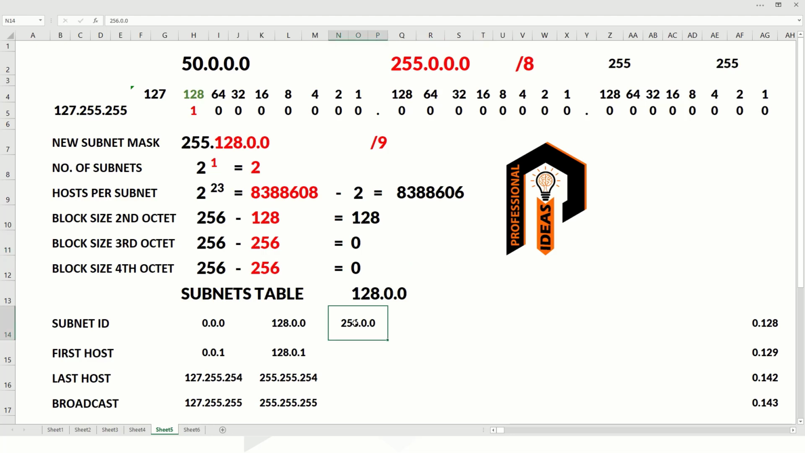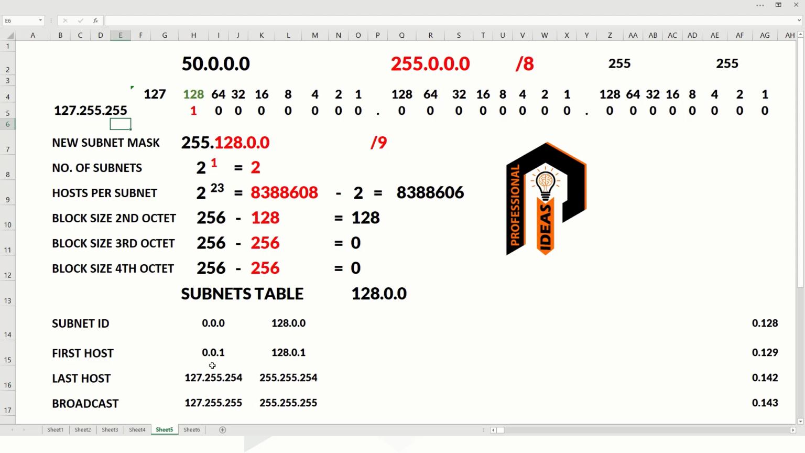Now let's find broadcast address of each subnetwork. Broadcast address is all the host bits turned on. Since there are 7 bits left for the host segment in second octet, by adding their spot values we get 127, and in third octet all 8 bits are for host ID, so by adding their spot values we get 255. Similarly, in fourth octet all 8 bits are for host IDs, so by adding their spot values we get 255. So we get 127.255.255 as the broadcast address. By adding 127.255.255 in each subnet ID, we will get the broadcast address of each subnet.